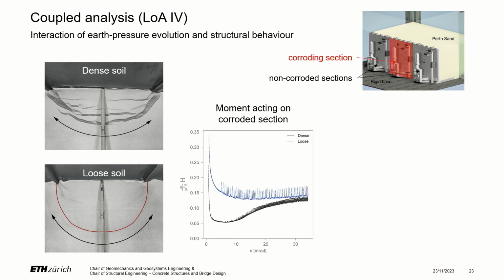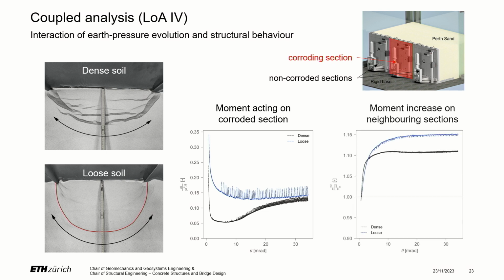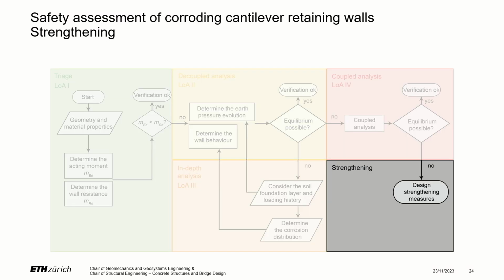And as a result, we will have a decreased load on the corroded section, which is beneficial. However, this then leads to a moment increase on the neighboring sections, and this is only possible if these sections indeed can carry this additional load. And that's why we need a coupled analysis where we also consider the wall behavior, especially for the non-corroded sections. If that doesn't work, then we have to design strengthening measures.